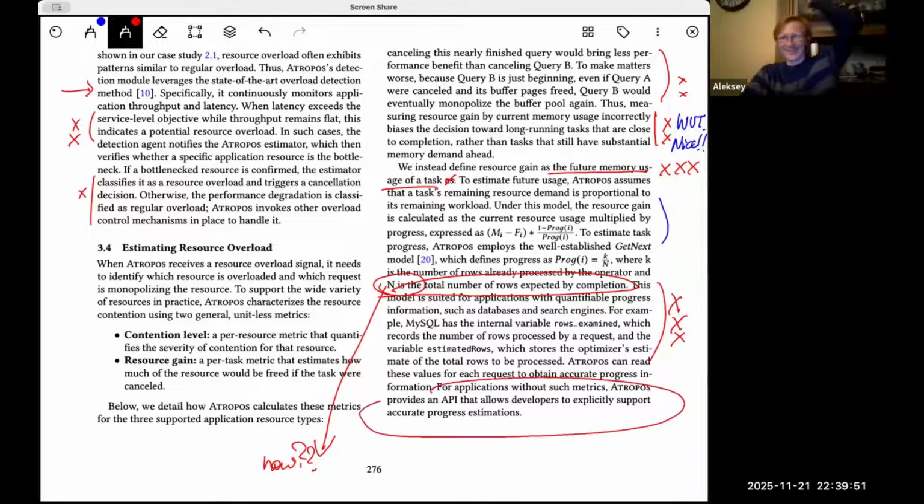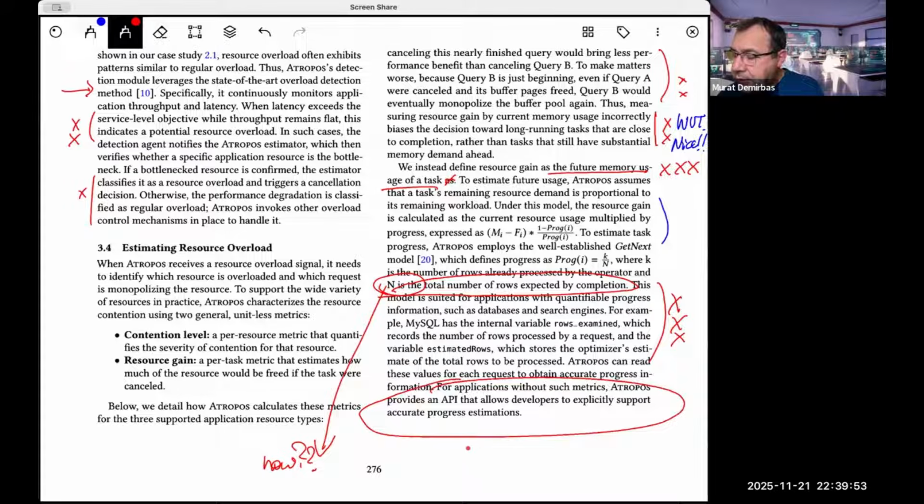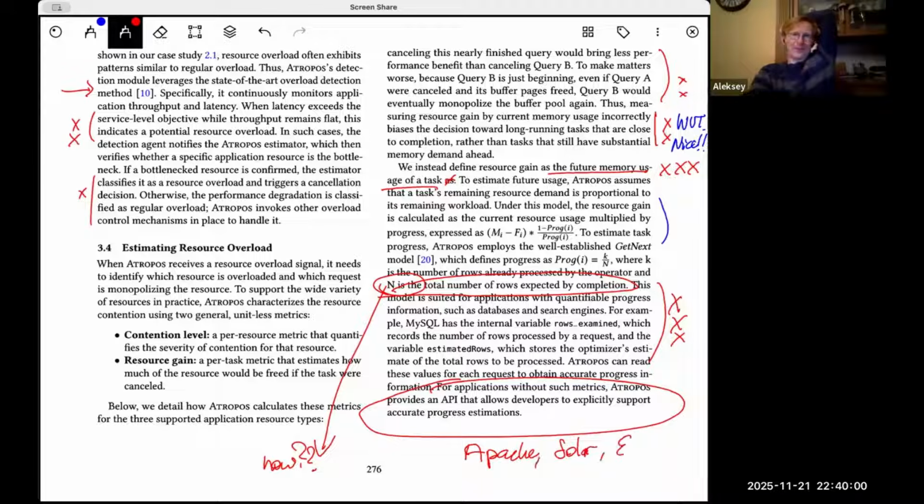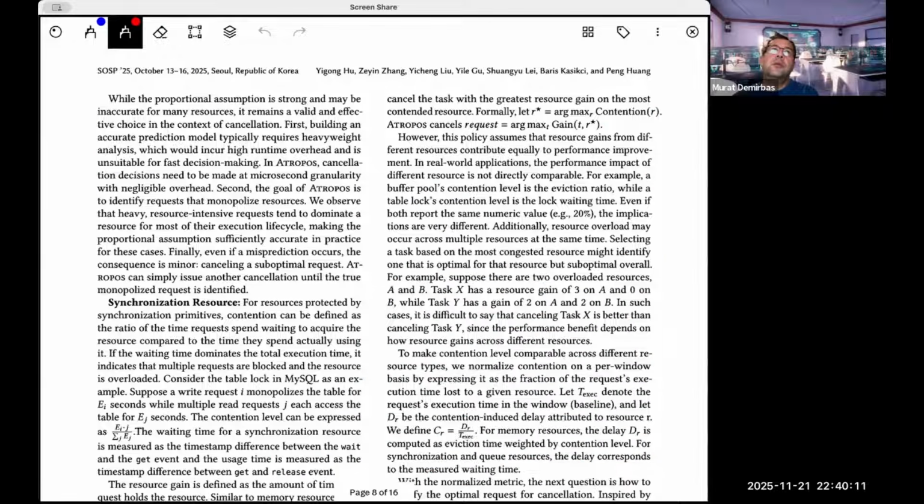How do they deal with it for Apache or Solr or etcd? I mean, for Solr, maybe, you have a set of things you need to scan through, and you're going through some of them. There is probably a progress there, right? But yeah, let's keep going.